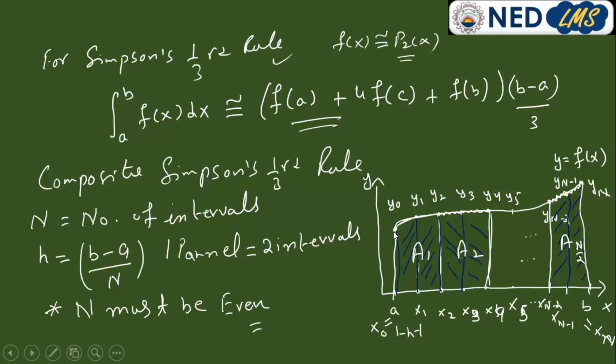So for the first panel, that is A1, y0 will be f of a, y1, which is the midpoint of these two, will be f of c, and y2 will be f of b, and this will be multiplied by the starting and the ending. Okay, so what we have to do, we have to multiply it by h. This b minus a is the limit. But to apply that formula I need to combine them.